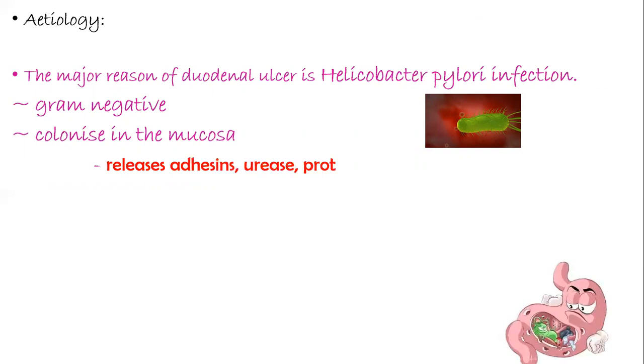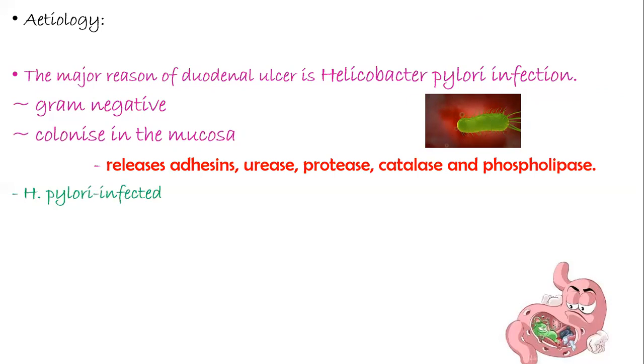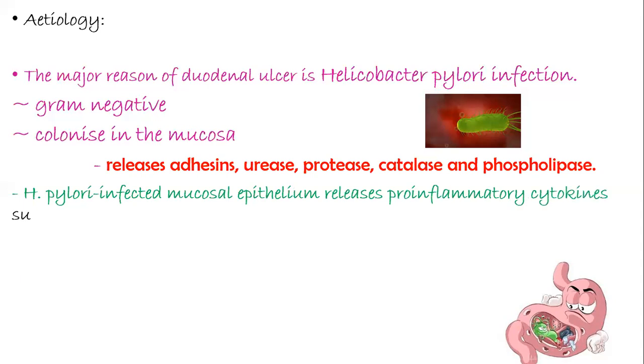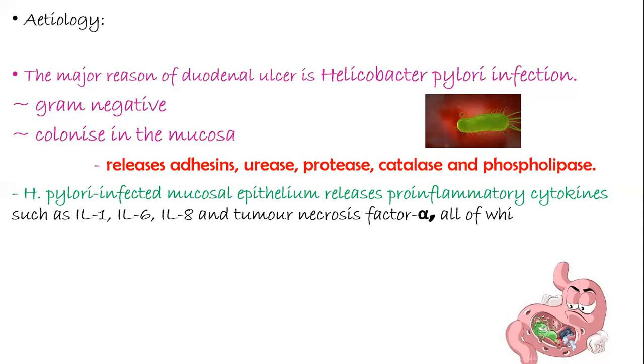The H. pylori bacteria release adenosines, urease, protease, catalase, and phospholipase. The H. pylori infected mucosa, in return, releases some pro-inflammatory cytokines. It includes IL-1, IL-6, IL-8, where IL is interleukin, and tumor necrosis factor alpha. All of these are released in response to the substances released by the bacteria.